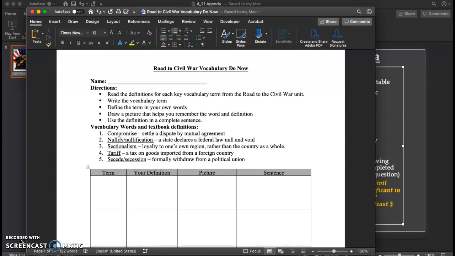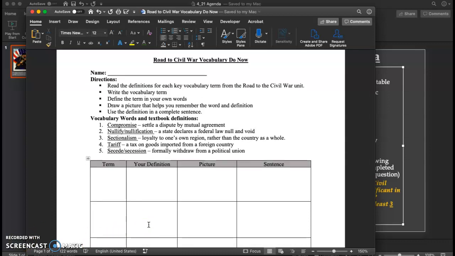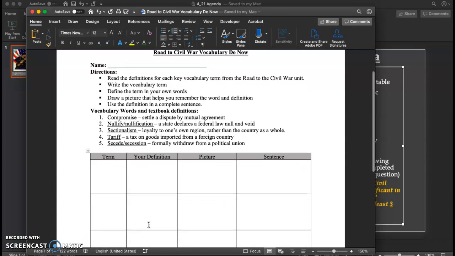So your first vocabulary term is going to be compromise. Compromise means to settle a dispute by mutual agreement. So two sides are coming together and they're agreeing on something that they were arguing about. The next word is nullification or nullify. Nullification means a state declares a federal law null and void. So what the state is doing is simply canceling that law. They're saying it doesn't exist anymore.